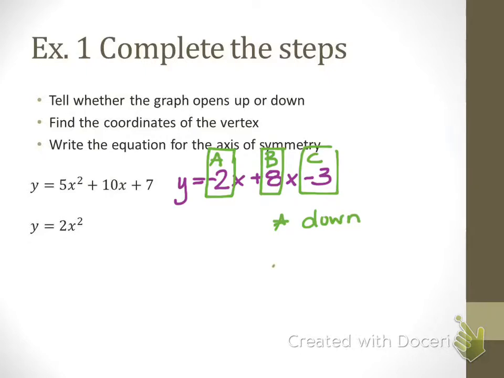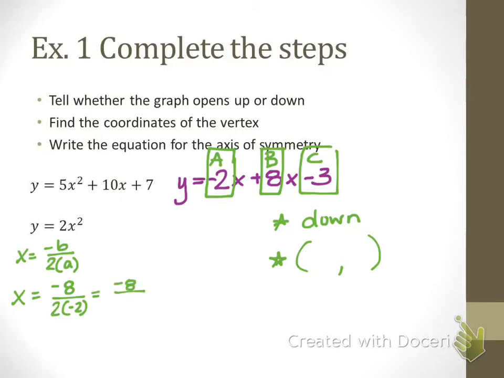Okay? Now, I need to find my vertex. What is the formula to find your vertex? X equals -b over 2 times A. What is B? 8. 8, so it's going to be -8 over 2 times -2, which is -8 over what? -4, which is going to give me +2. So now I know my X value.